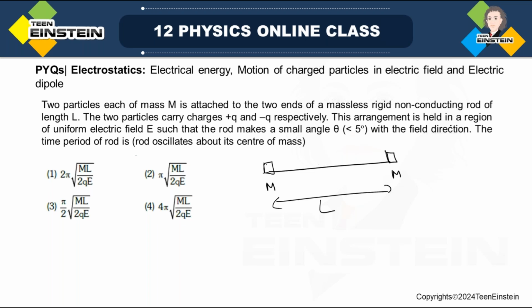Then the arrangement is held in a region of uniform electric field E, such that the rod makes an angle theta, a very small angle, with the field direction. Then you have to find out what is the time period. So how do you do that?